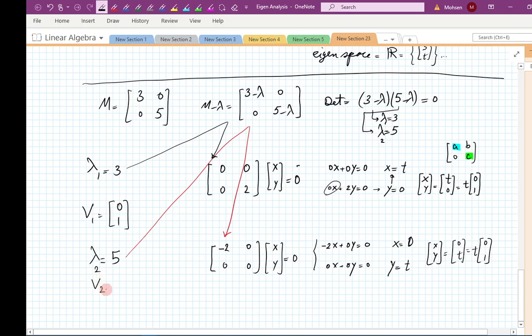Here's my v2 that goes with this one, 0, 1. These two go together, these two go together. How about the eigenspace? All of these is the eigenspace. T times 0, 1, who is that? T times 0, 1 is all of this.